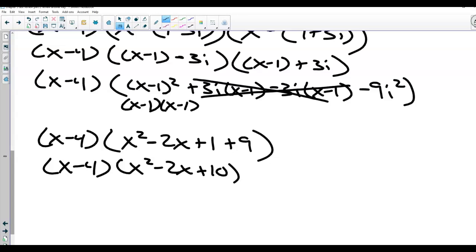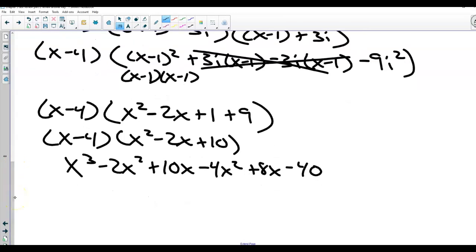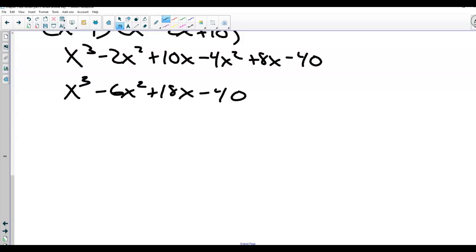And now we just execute the multiplication. X cubed minus 2x squared plus 10x. Negative 4x squared plus 8x minus 40. I'm going to combine my like terms to get my final answer. X cubed minus 6x squared plus 18x minus 40.